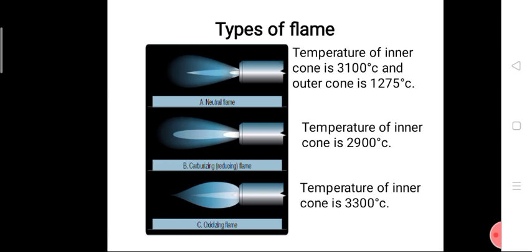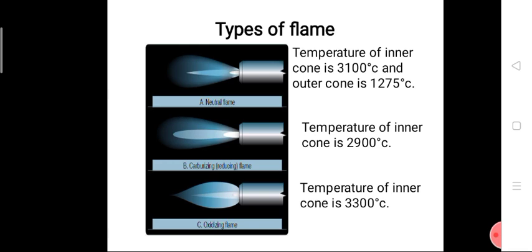All the flames are at different temperatures. First, what is the neutral flame? When the supply of oxygen and acetylene is equal, the neutral flame is generated. Second, the carburizing flame: when excess acetylene gas is supplied as compared to oxygen, the flame generated is the carburizing flame. And last, the oxidizing flame: when the supply of oxygen is more than the supply of acetylene, the oxidizing flame is generated.